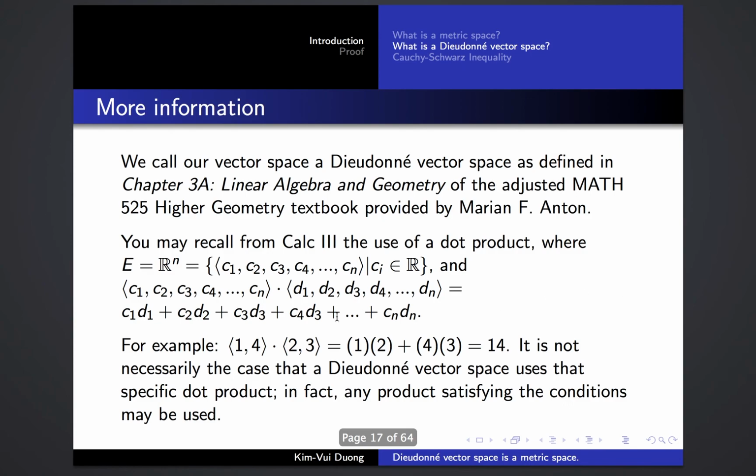A little confusing, but for example, what if you had the vector 1, 4 dot with 2, 3? Well, this is actually going to equal 1 times 2 plus 4 times 3, which is 14. It's not necessarily the case that a Dieudonné vector space uses that specific dot product. In fact, any product satisfying the conditions may be used.